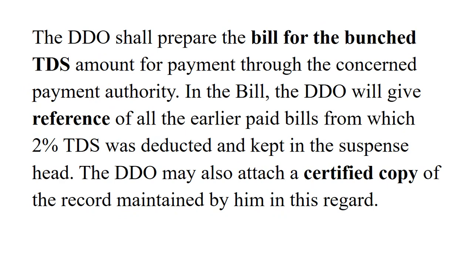It will be clear later on that DDOs shall prepare the bill for the bunched TDS amount for the payment to the concerned payment authority. So the DDO will prepare one bill for the TDS amount he deducted from all the bills in a week or a month. He will bunch that together in a bill and present the bill to the payment authority, that is the treasury, for payment. And the treasury will pass the bill like other bills.